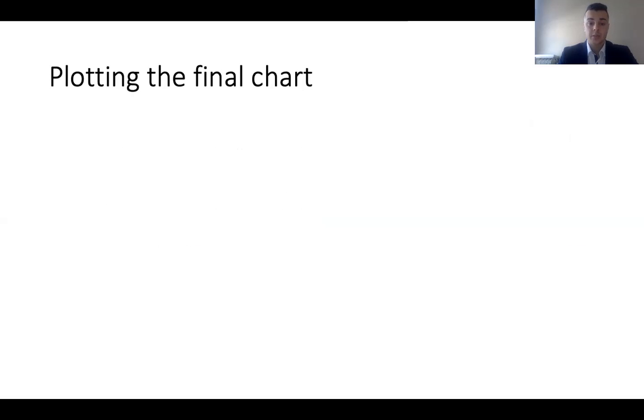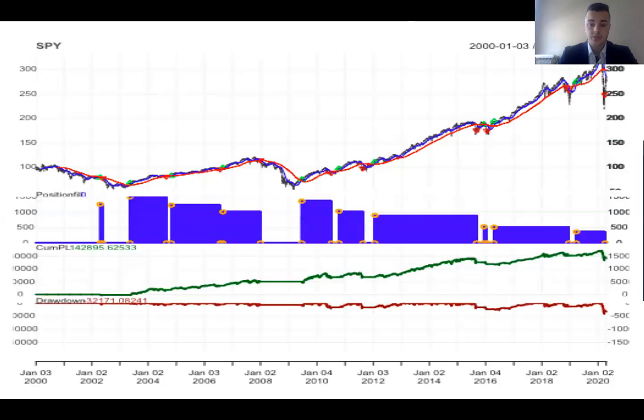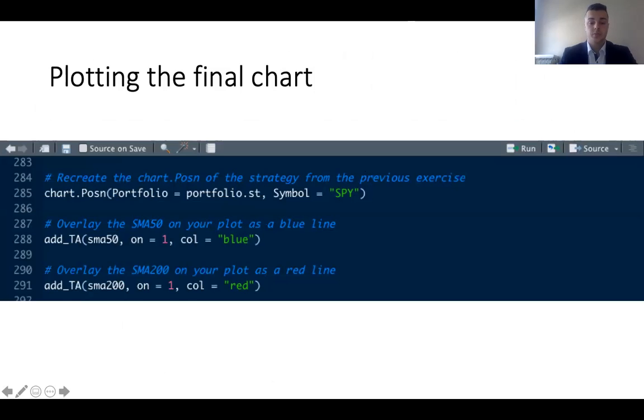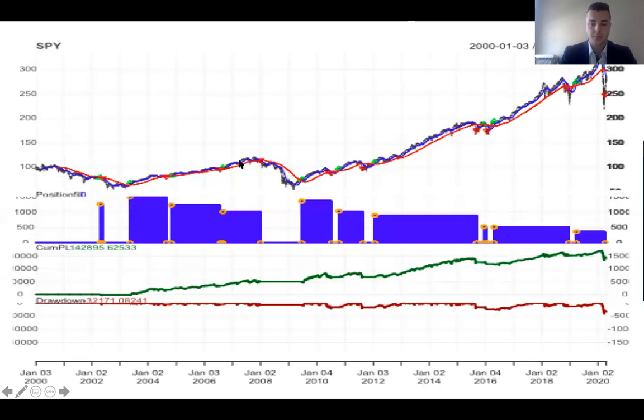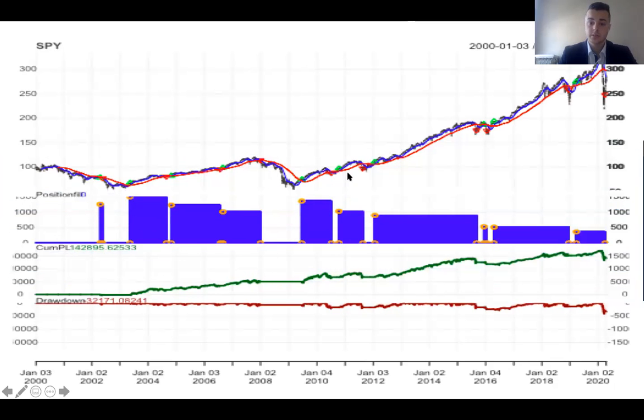Finally, we are able to plot the final chart. With the code below, we are able to create a chart of our trading strategy backtest. By looking at the chart, we can notice green arrows right here, which stand for entering the market, for buying, and red arrows, which stand for selling, exiting the market. As we can see from the code, the simple moving average of 50 days is defined with a blue line. We can see the blue line on the chart. And the simple moving average of 200 days is defined as a red line. We can also see that on our chart.